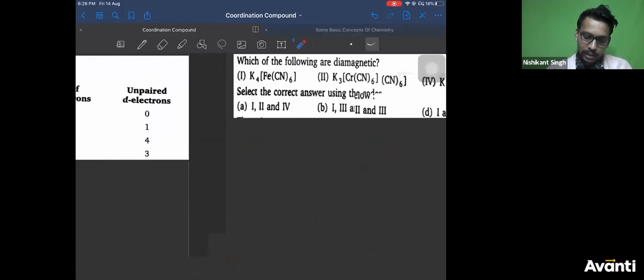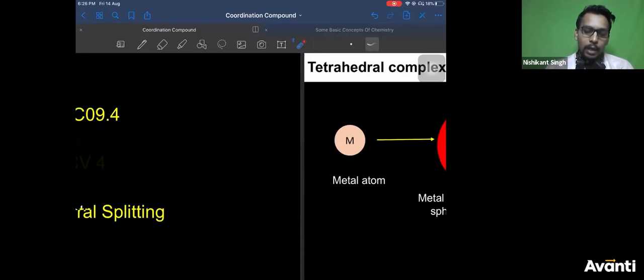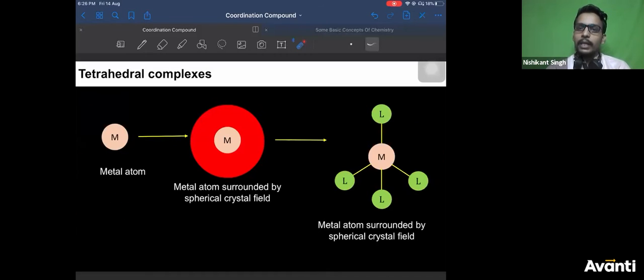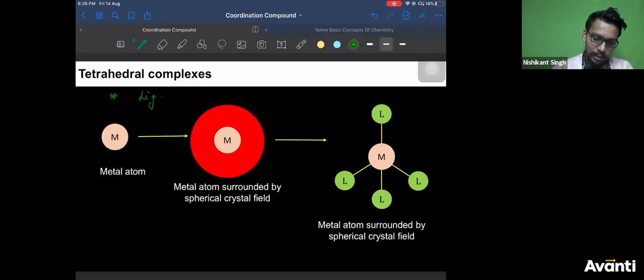I'll come to these questions after discussing tetrahedral geometry. Now I'll discuss crystal field splitting in tetrahedral. I'll tell you what is the difference. What did we say in octahedral? Where do the ligands come? In octahedral, ligands come along the axis. In tetrahedral, ligands come in between the axis.